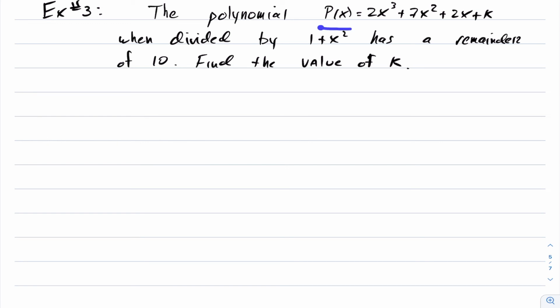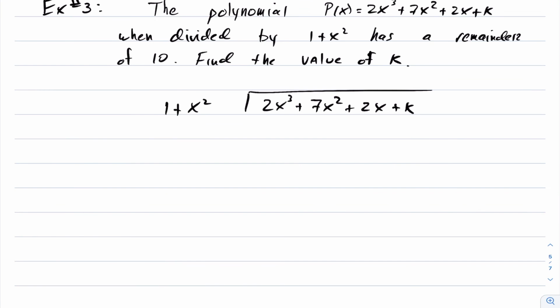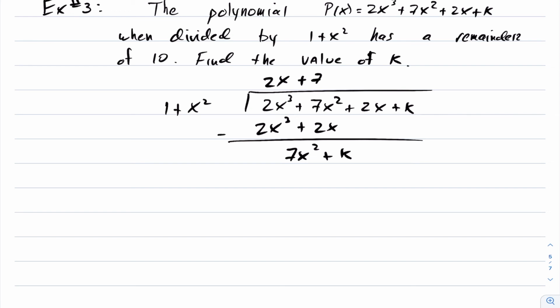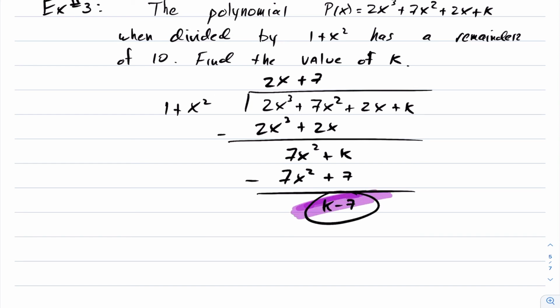In that case, I mean the polynomial, in this case p at x, breaks up into quotient times divisor plus remainder. Going ahead and using long division, we're going to have to put a 2x up here, giving us, subtracting, 7x squared plus k. Going to have to put a plus 7 up here, and subtracting, this gives us k minus 7. So now we know that this k minus 7 represents our remainder. Now 1 plus x squared is not a factor. It is not divisible into our polynomial p at x. However, it does have a remainder of 10.